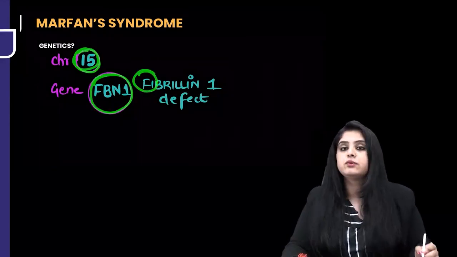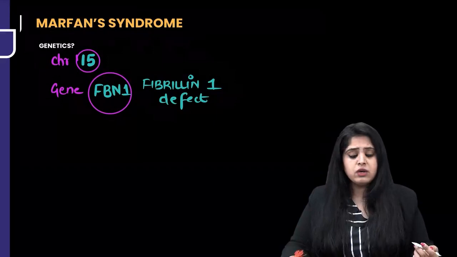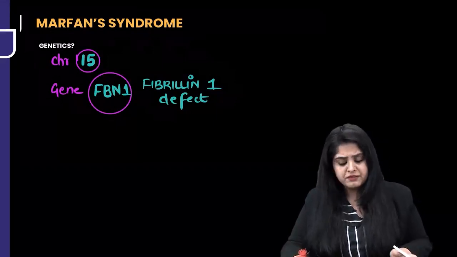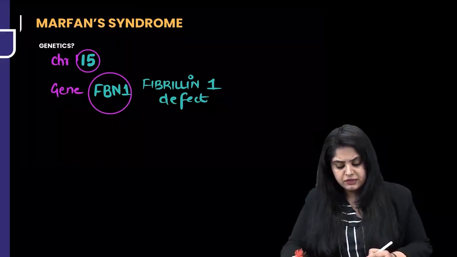And fibrillin is going to be defective in it. So what exactly does the patient have? Please note that there is a series of things that the patients are going to have, and the mnemonic for that is Marfan's disease or Marfan syndrome. The mnemonic is exactly this. Every alphabet will tell me something and I'll be sorted.